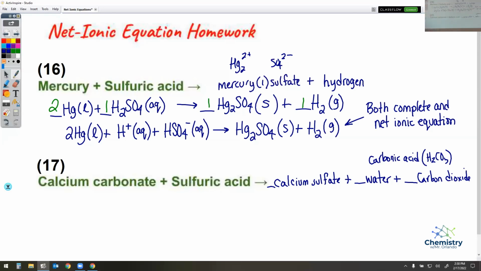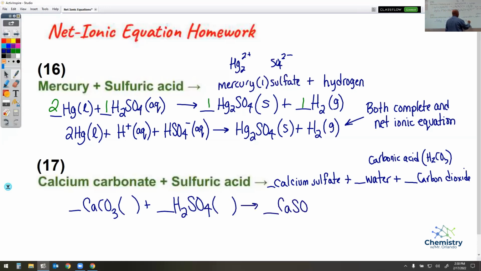Writing out the chemical formulas, we have CaCO3 plus H2SO4 going to form CaSO4 plus H2O plus CO2.